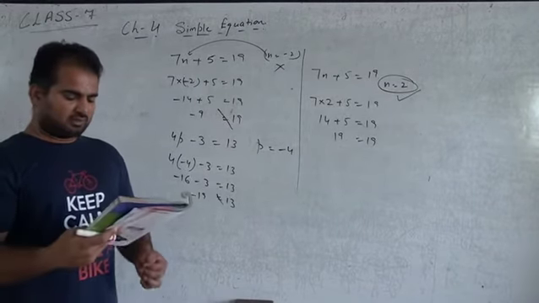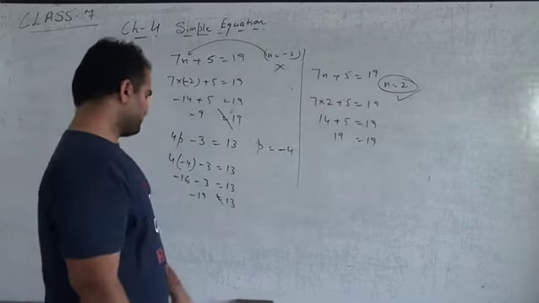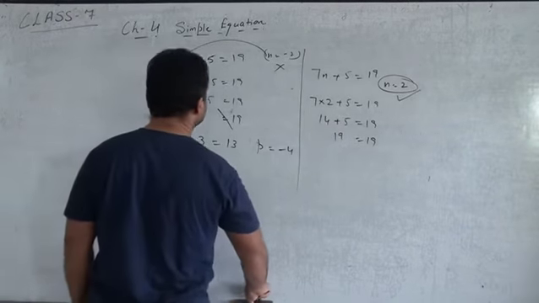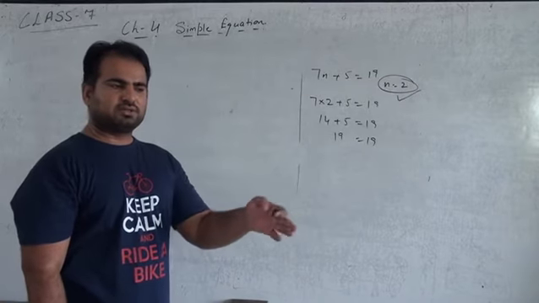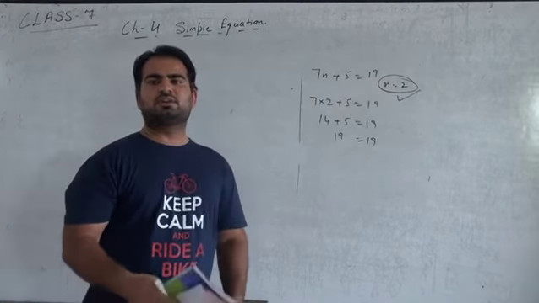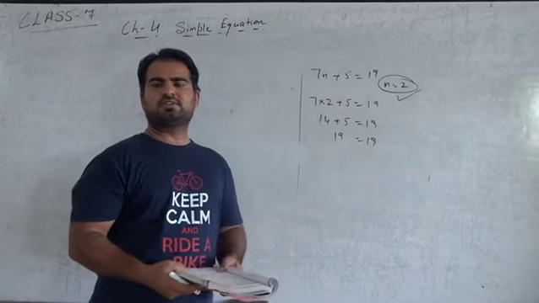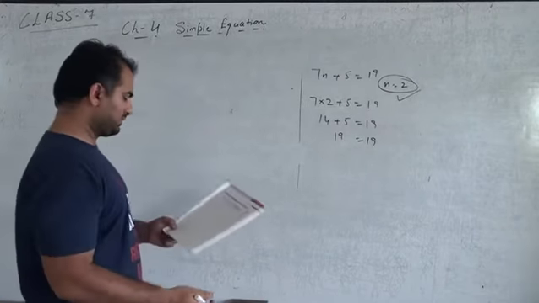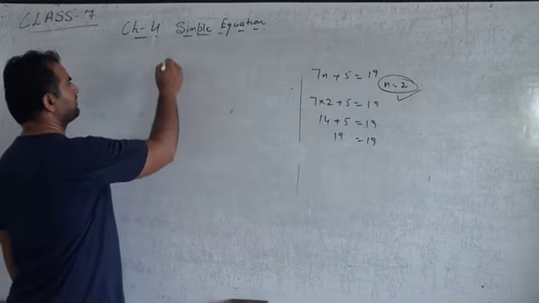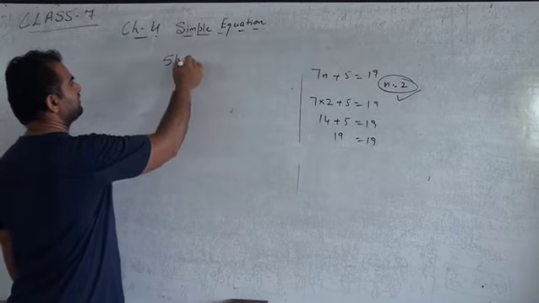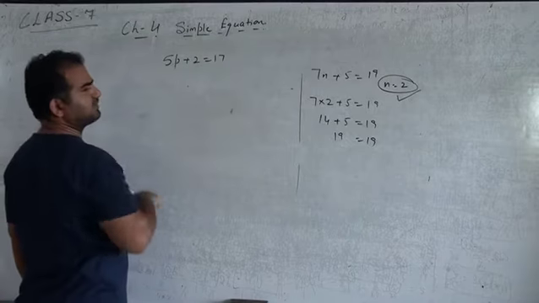Okay. Next is question number 3. What we have to do? We have to solve it by trial and error method. What we have to do is we have to place 1, 2, 3, 4 continuous values up to when? Till the answer comes. Okay, question is 5p plus 2 equals to 17.